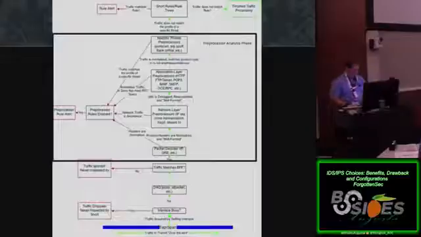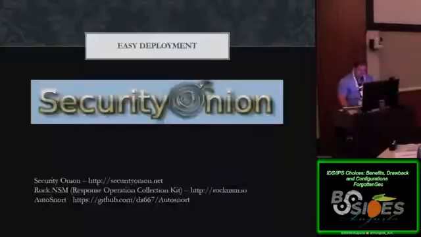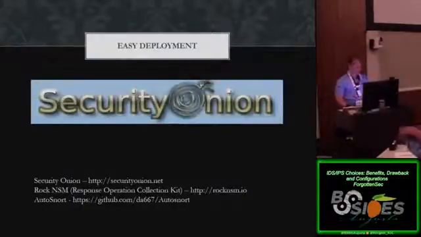So, kind of a hard problem when you really don't have documentation for design on how things work. So, deployment, kind of another fun detail. Obviously, Security Onion, fan favorite here, is one of the deployment options out there.